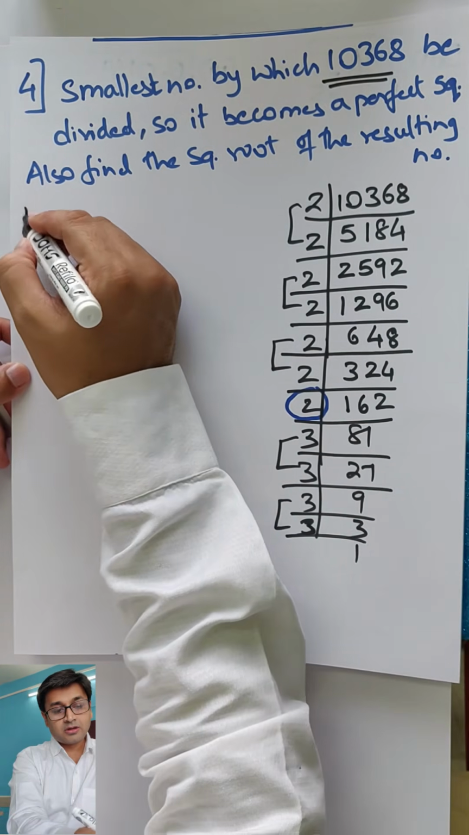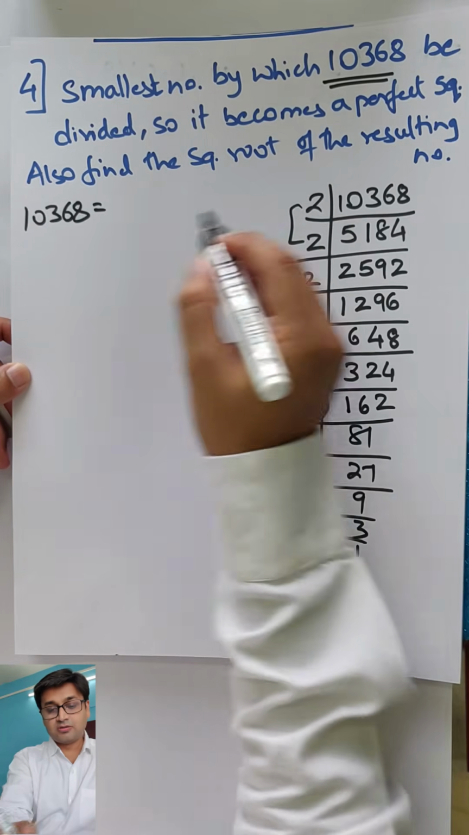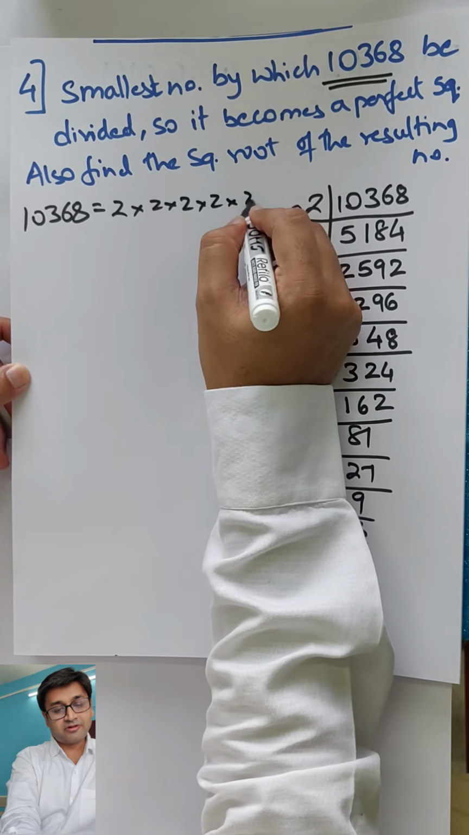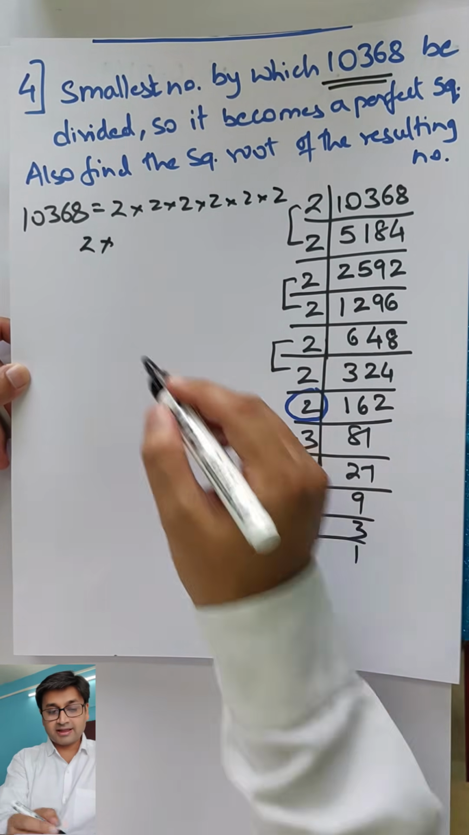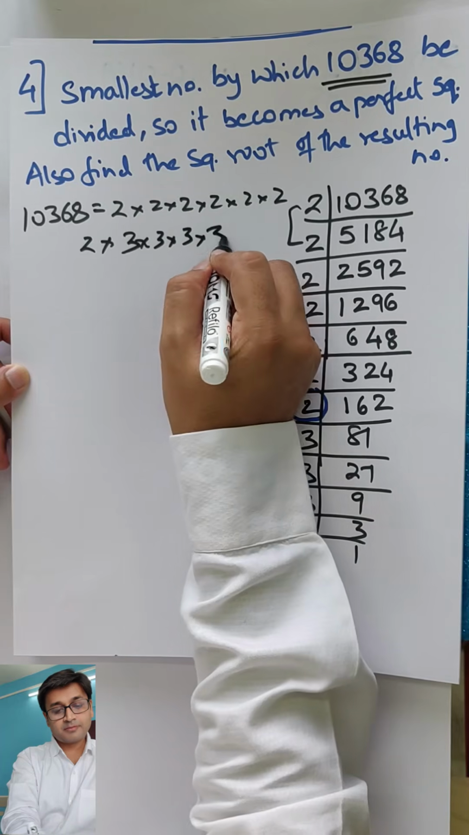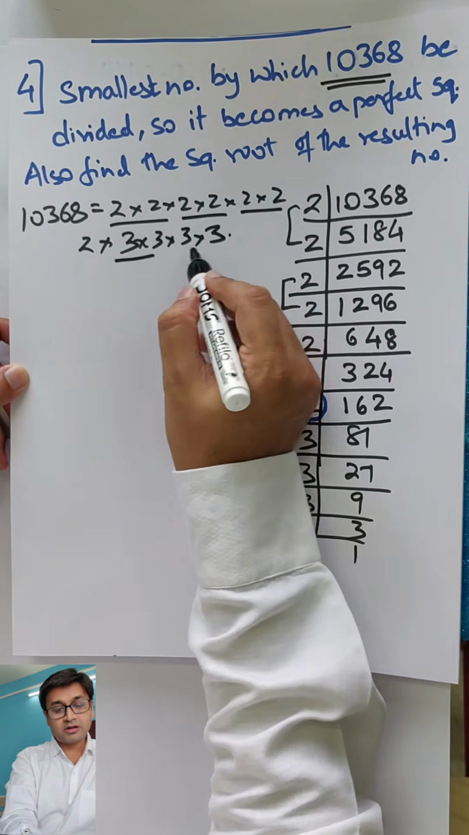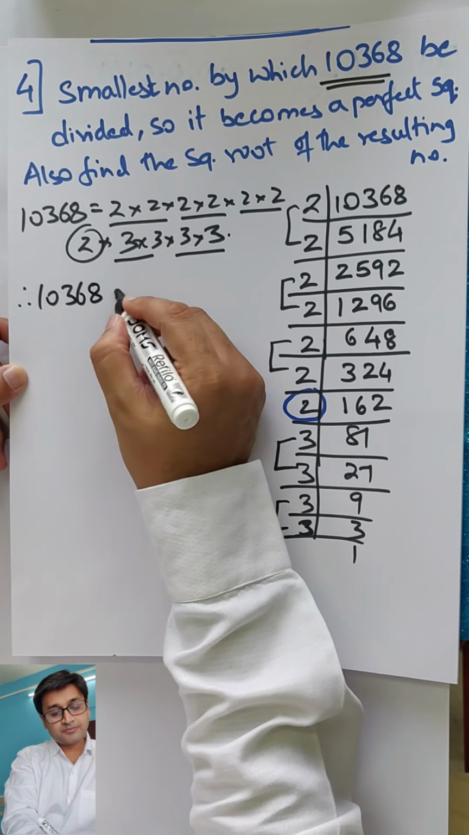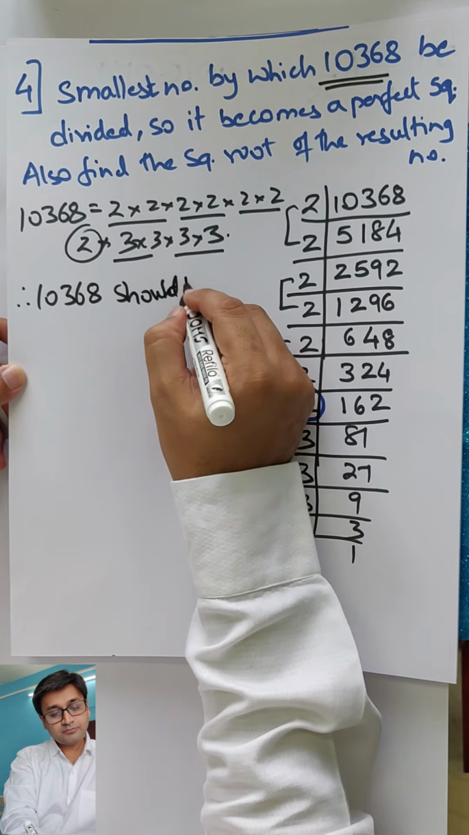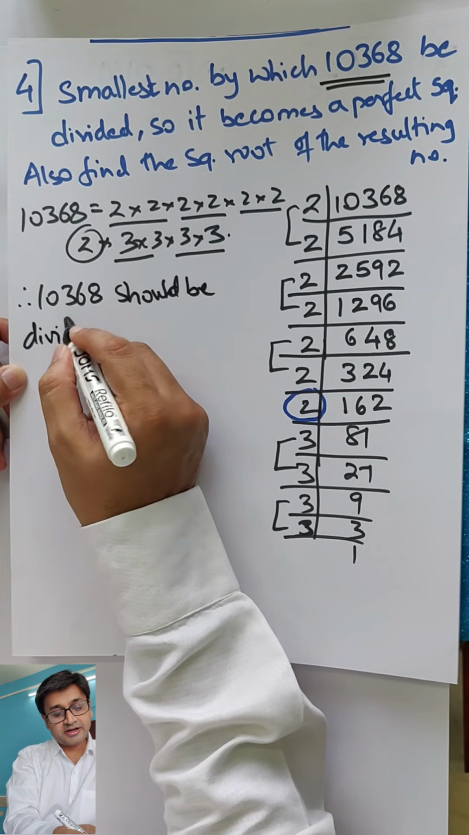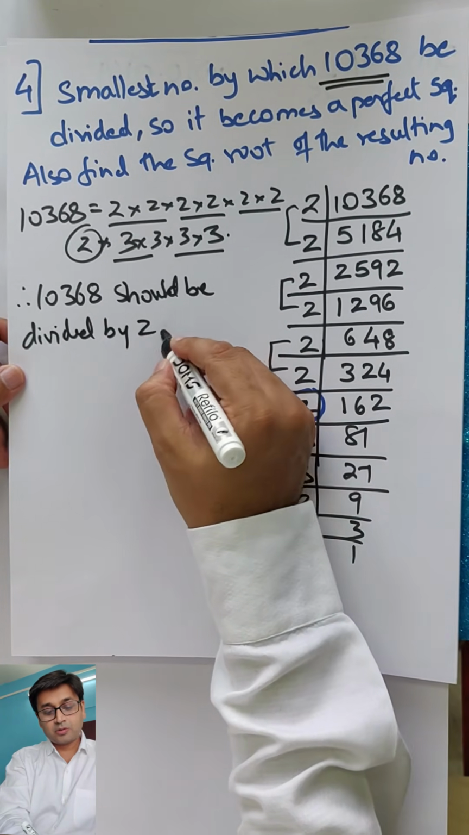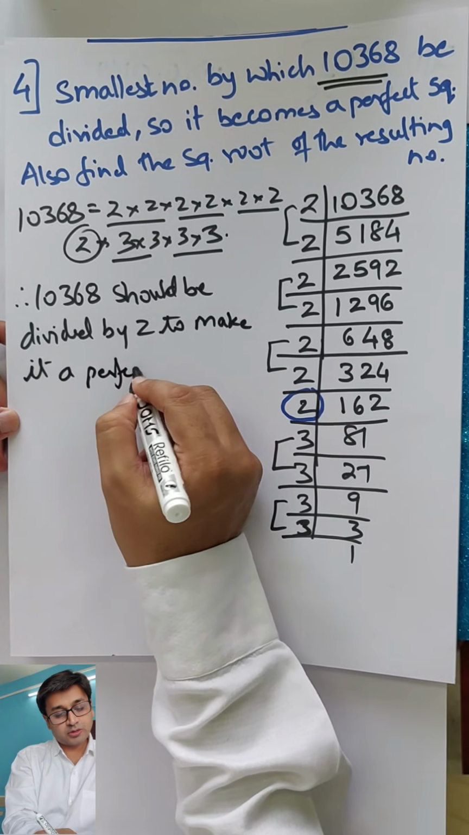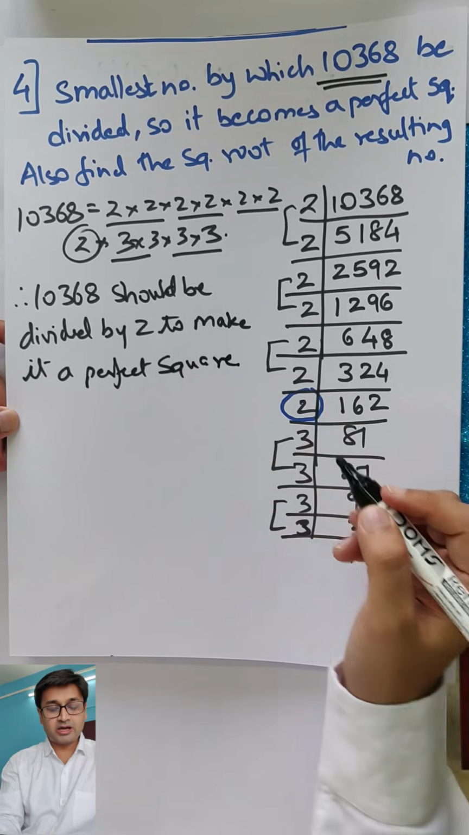So you write this way: 10368 is equal to 2 times 2 times 2 times 2 times 2 times 2 times 2 times 2, and then 3 times 3 times 3 times 3. Make pairs over here so that you are sure, and show this 2 all alone. And then say, therefore, 10368 should be divided by 2 to make it a perfect square. Now that you made it a perfect square, you are sorted.